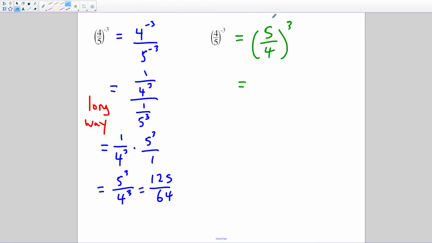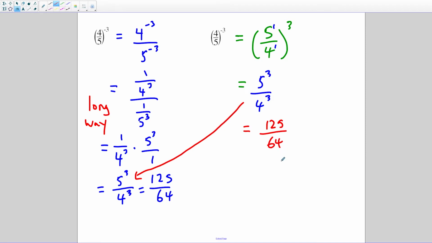I'm going to distribute this 3 to my exponents. So I know I have 1 times 3 and 1 times 3. So I have 5 to the power of 3 over 4 to the power of 3. And now already within 2 steps, I am in the exact same spot as I was down here at the bottom. And I can go ahead and simplify this as 125 over 64.